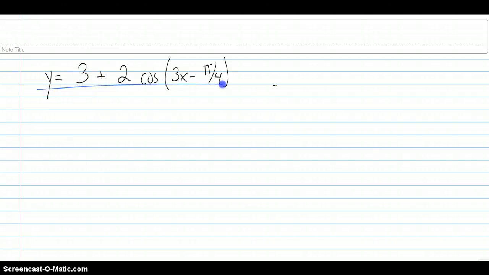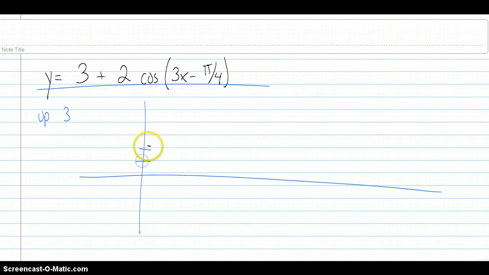We're going to look at the graph for y equals 3 plus 2 cosine of (3x minus pi over 4). First of all, the 3 up front means the whole graph is going to shift up 3. So we'll go up 1, 2, 3, and then this becomes your new horizontal axis. 2 represents the amplitude, so from 3 we'll go up by 2. Your maximum value is 5, your minimum value is 1. So those two things are both taken care of.